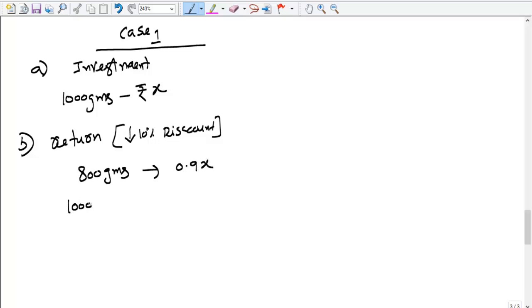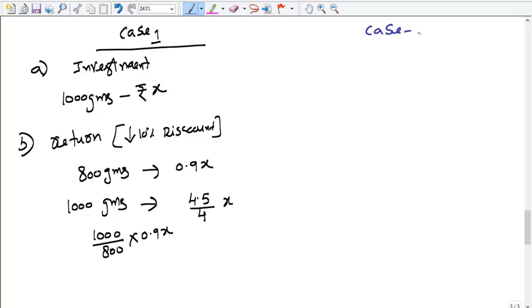And what would be the return for the total 1000 grams? That's 1000 divided by 800 into 0.9x. Quite simple. This is the total return, 4.5 by 4x. This is the return. Now we have another case.